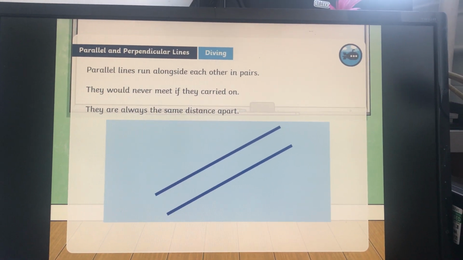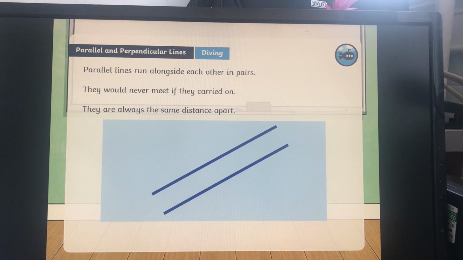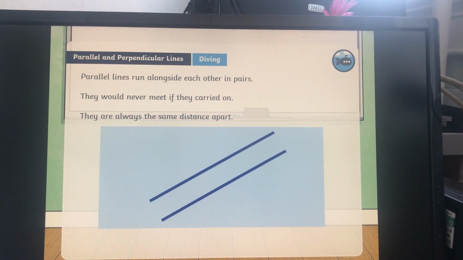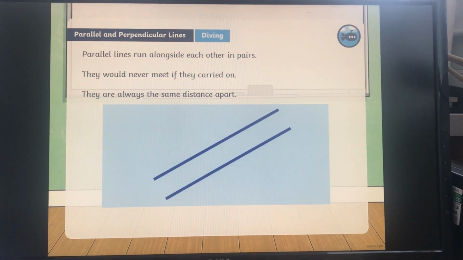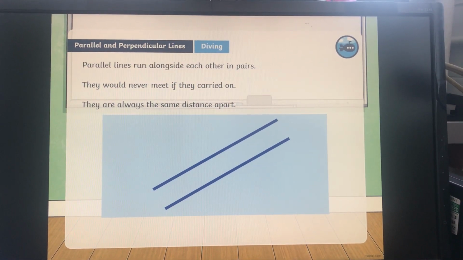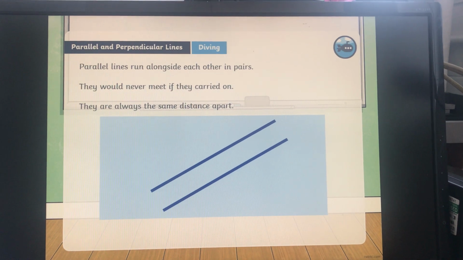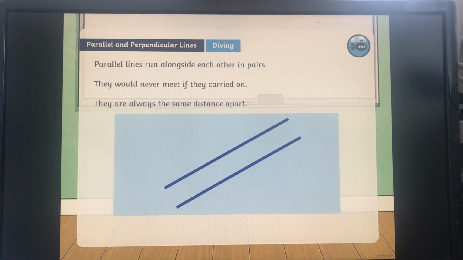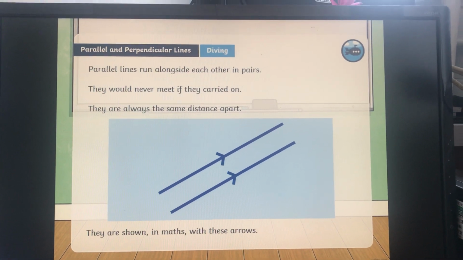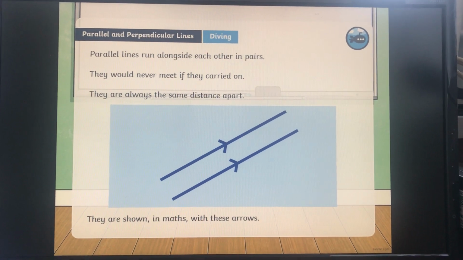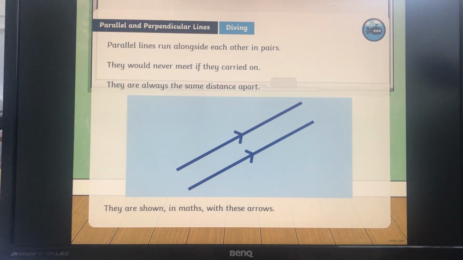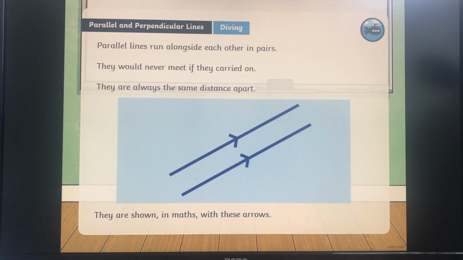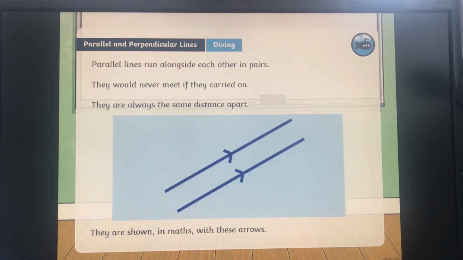So here is an example of a pair of parallel lines. They always come in pairs. They're never singular on their own. And if those 2 lines continued in the position they're in, they would never ever meet. In maths, we show parallel lines in shapes or in diagrams by putting those little arrows on them. It shows us they are parallel lines.